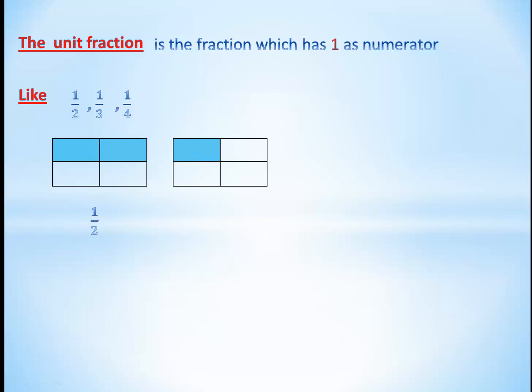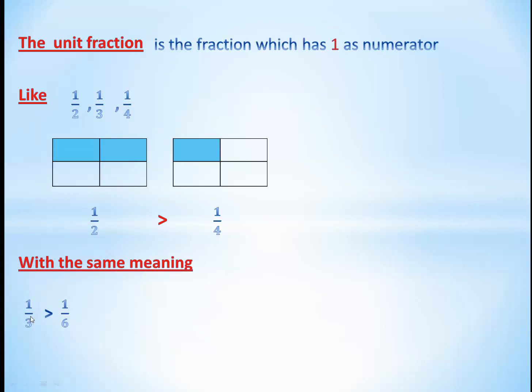Which one is greater? This or this? This represents 2/4 and this is 1/4. So this is greater. Yes, half is greater than a fourth. So if we have the same numerator, the smallest denominator represents the biggest fraction. With the same meaning, a third is greater than a sixth.